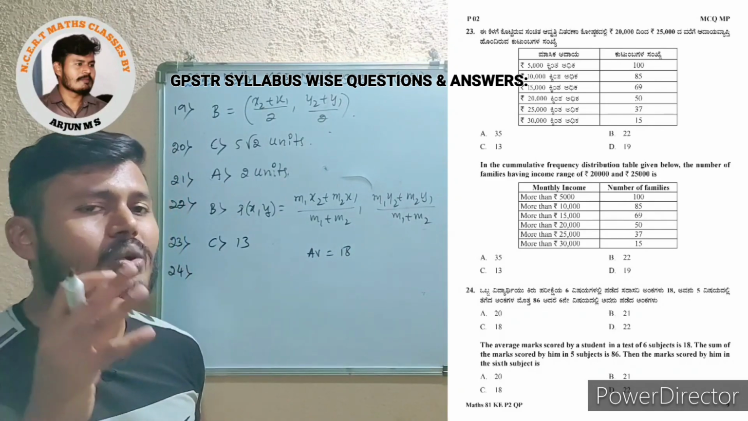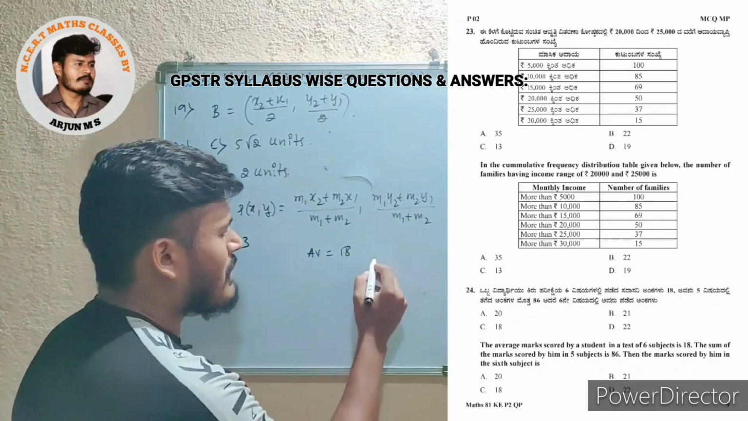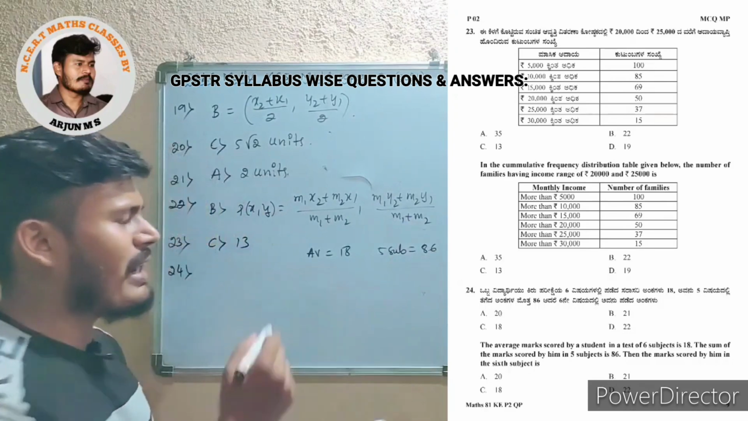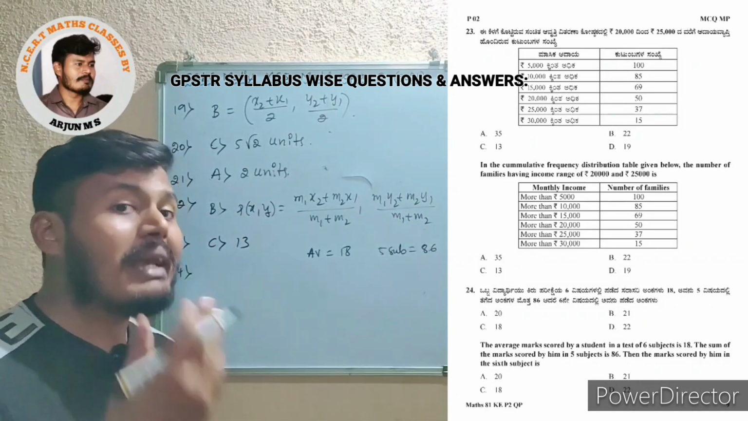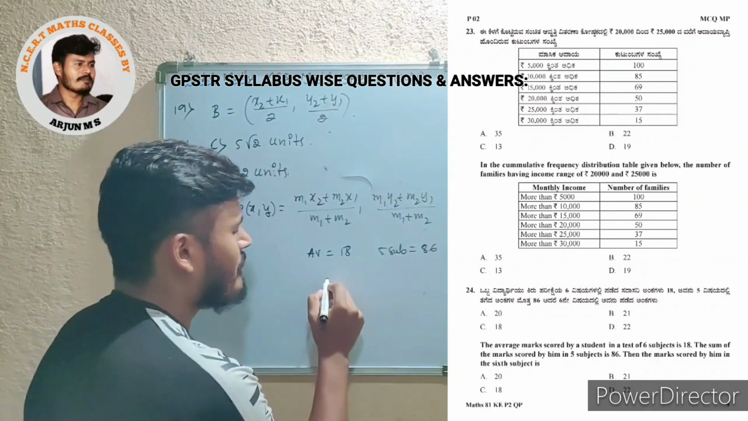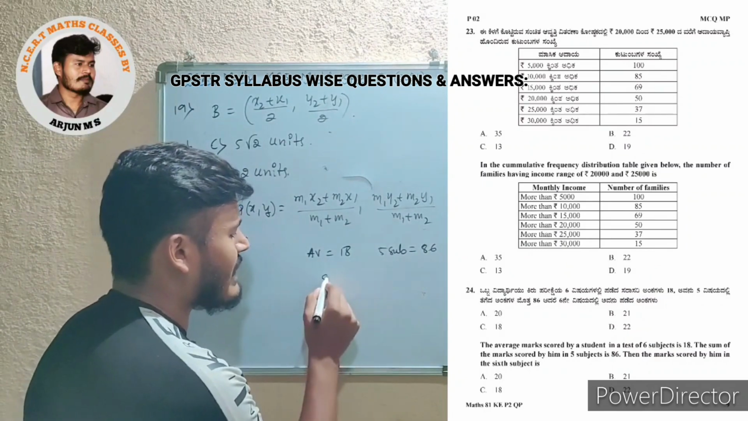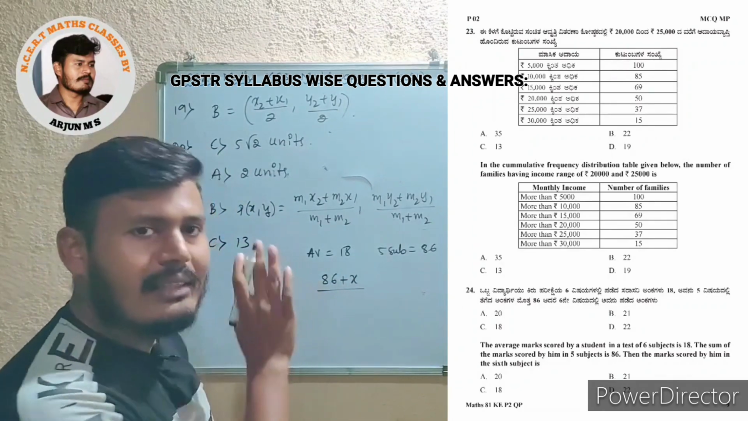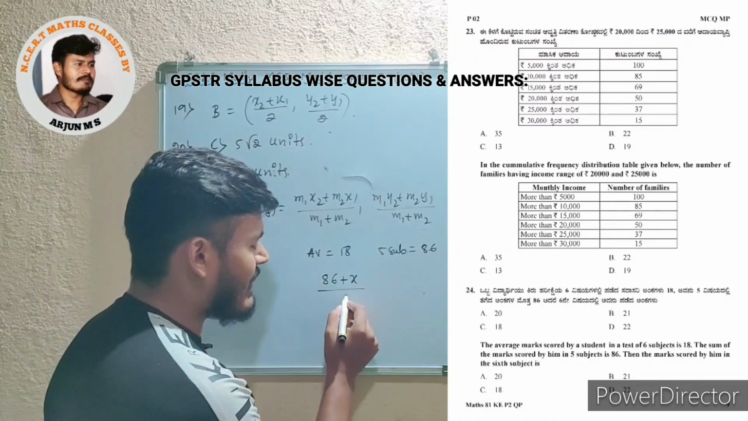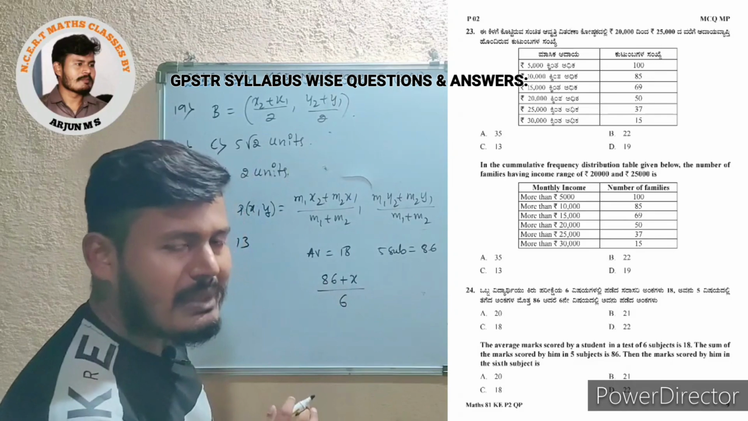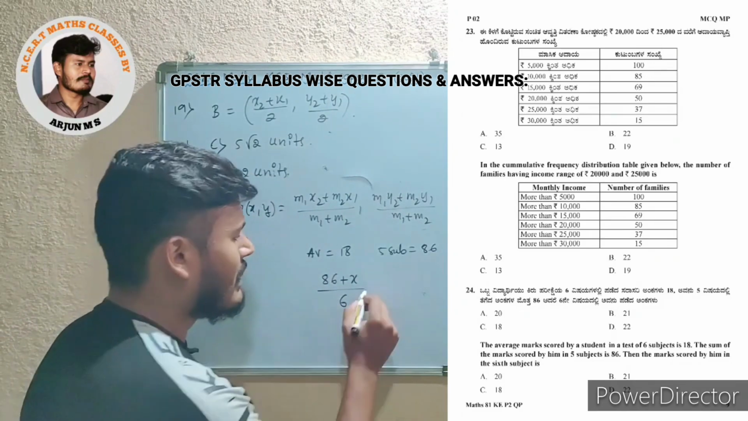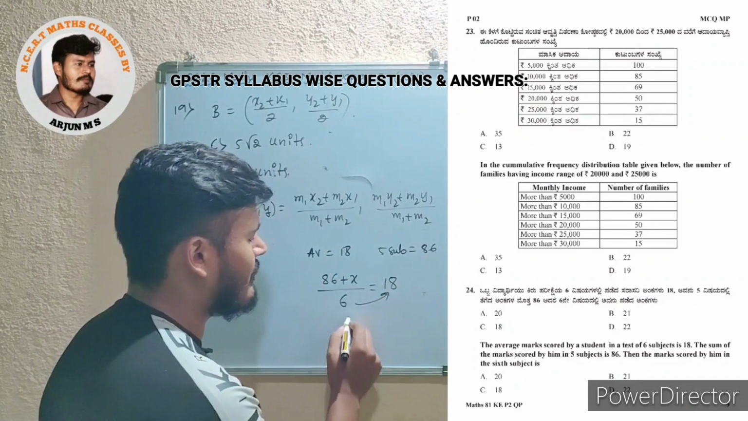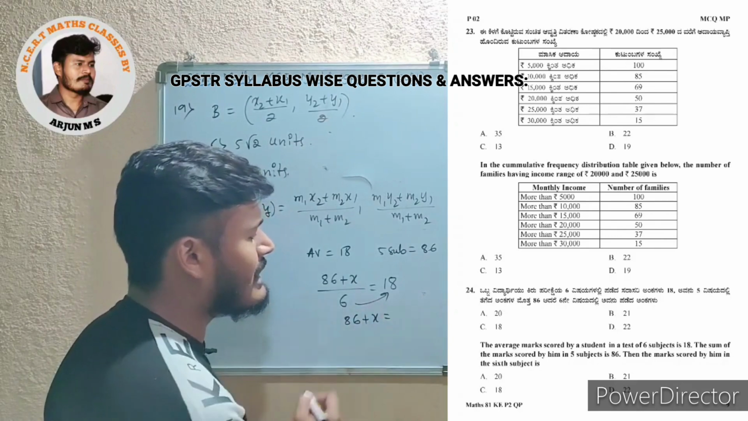They are given the total marks scored in 5 subjects. Total marks scored in 5 subjects is equal to 86, right? How can you find out the marks scored in the remaining single subject? You just observe here, 5 subject score is 86, plus we don't know the score obtained in the remaining single subject. So we should divide this sum by 6 because only 6 subjects are mentioned here. This is equal to the total average, which is 18, right? You just cross multiply 6 here, we get 86 plus x is equal to 18 × 6.